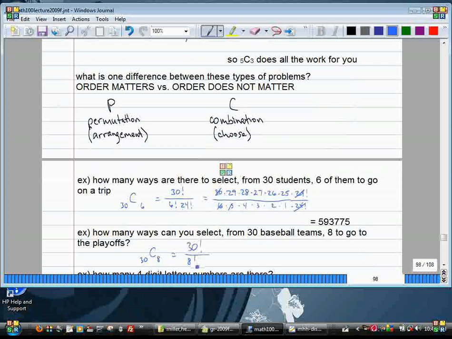30 factorial over 8 factorial, 22 factorial. 30, 29, 28, 27, 26, 25, 24, 23, and then everything else I can just say is 22 factorial. 8, 7, 6, 5, 4, 3, 2, 1. And then how nice for us, the 22 factorials just cancel. And then you can just use a calculator to work that out.